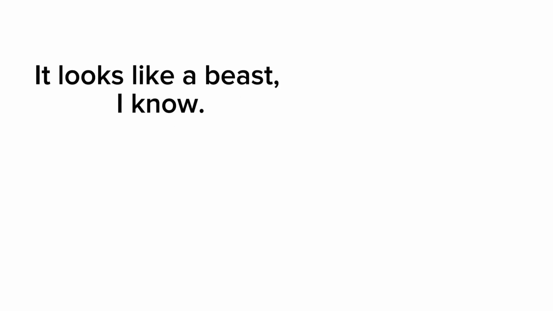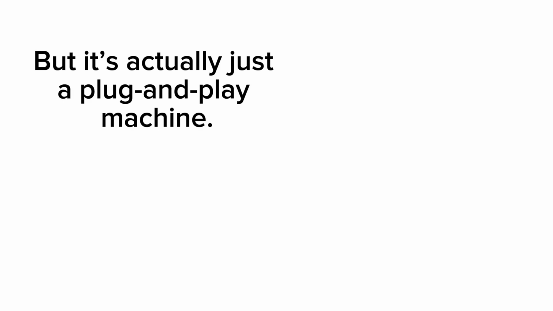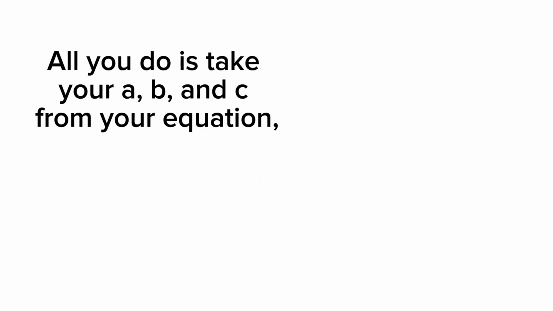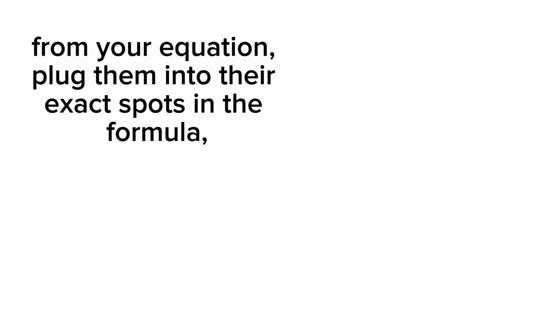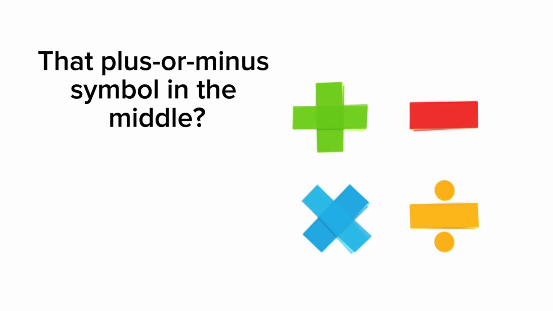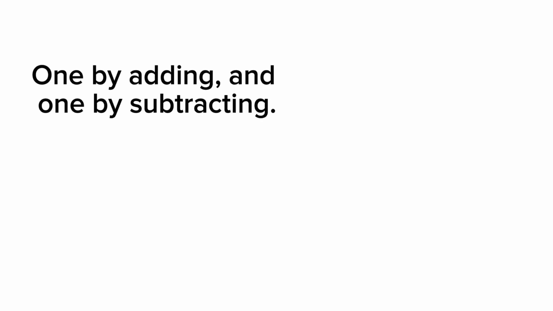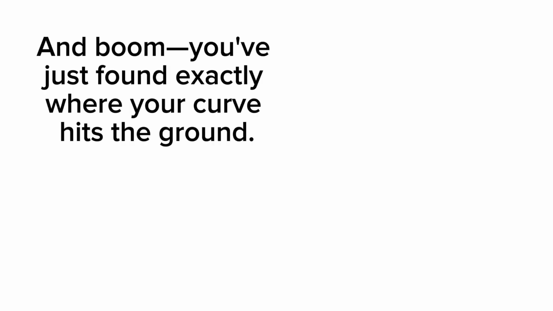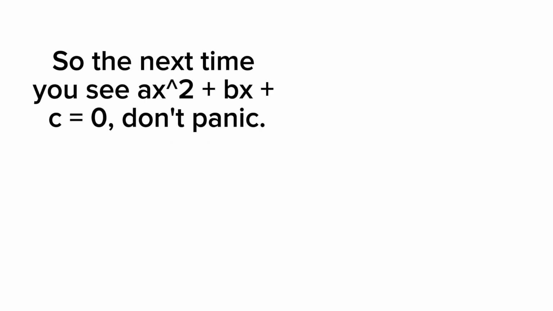It looks like a beast, I know, but it's actually just a plug-and-play machine. All you do is take your a, b, and c from your equation, plug them into the exact spots in the formula, and do the basic math. That plus or minus symbol in the middle, that's why we usually get 2 answers. One by adding and one by subtracting. And boom, you've just found exactly where your curve hits the ground.